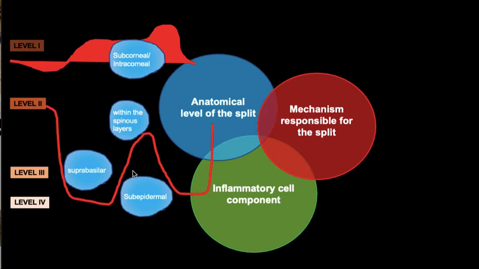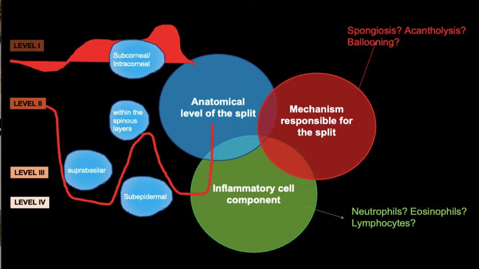In terms of the mechanism, we should ask ourselves three questions. Is there spongiosis, is there acantholysis, or is there ballooning? We spoke about spongiosis, and if you remember, if the spongiosis is very severe, it can cause bulla formation. That's what is important to differentiate whenever you have a biopsy with bulla formation: is it because of spongiosis, ballooning, or acantholysis? The third question is which is predominant: neutrophils, eosinophils, or lymphocytes. Some lesions have a mixed inflammatory infiltrate, but you have to ask yourself what is the predominant cell type affecting those lesions.